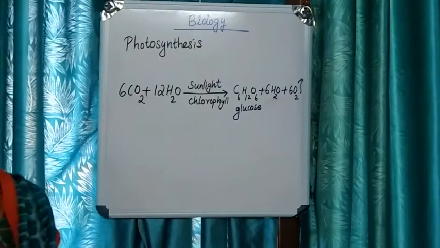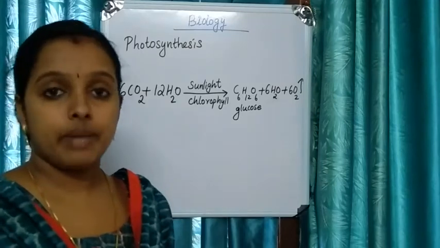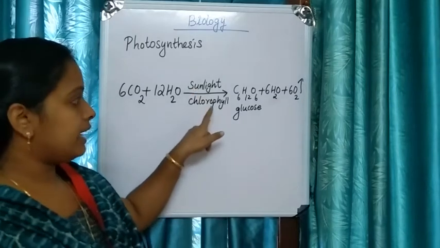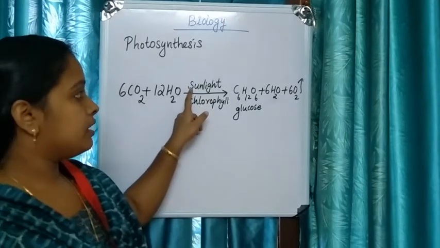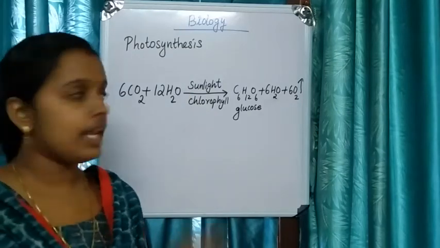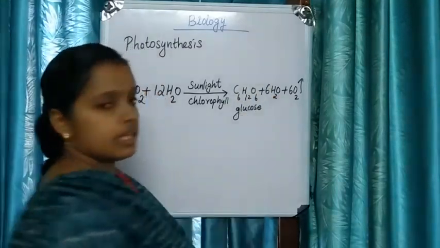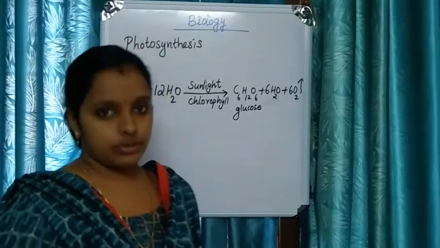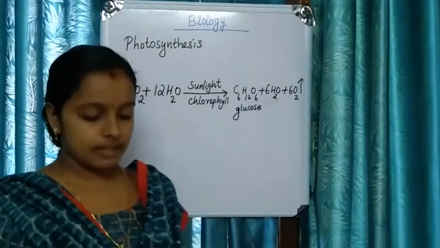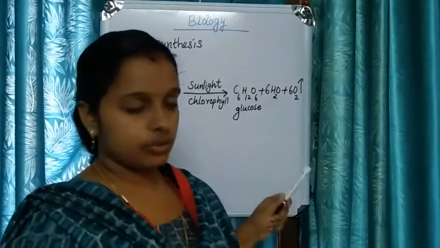So this is the balanced equation of photosynthesis, an important one. Maybe during the exam you may be asked to write the balanced equation of photosynthesis. Here you have to write sunlight and chlorophyll, because it means that in the presence of sunlight and chlorophyll, they are synthesizing this glucose molecule. This glucose molecule is the main product of photosynthesis, and these two are the byproducts. Along with the main product, some byproducts are also produced.